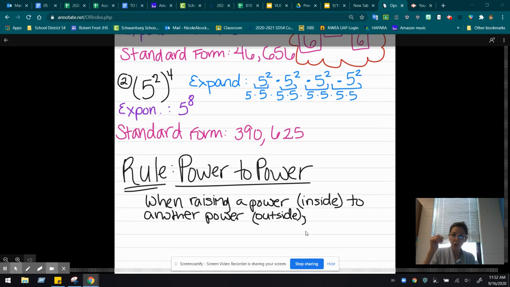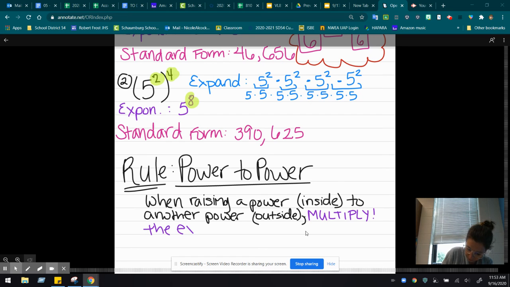For number 2, I had 2 to the 4, and I ended up with 8. I'm looking at the exponents. 2, 4, and then it simplified to 8. You multiply the exponents. Hopefully you saw that on your own, but yes. So you don't have to do expanded form every time, you just multiply the exponents. That'll save you a lot of work.